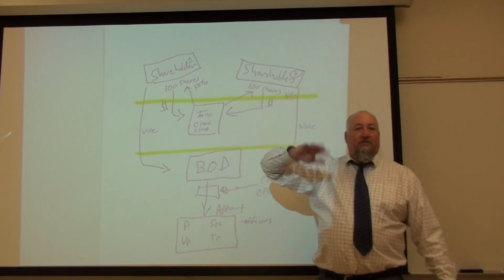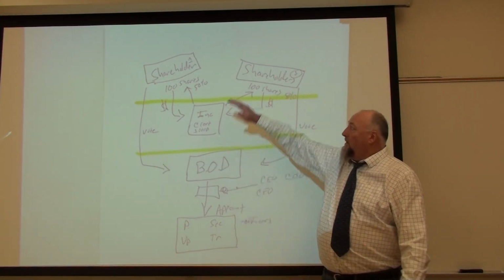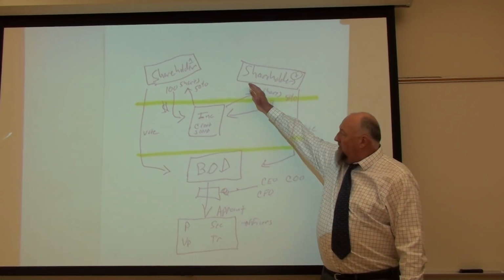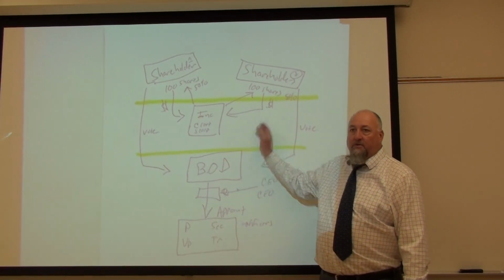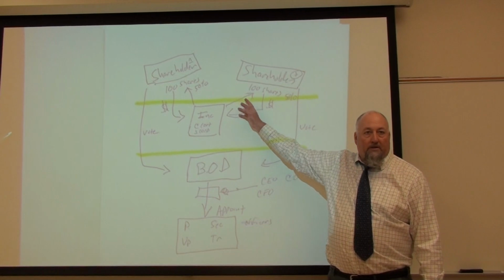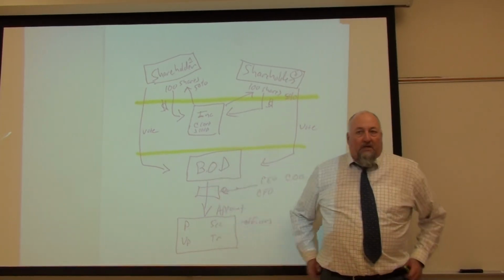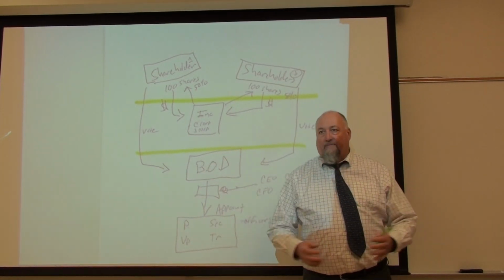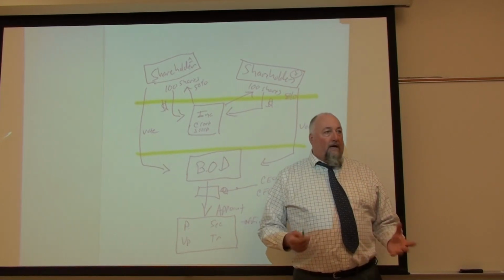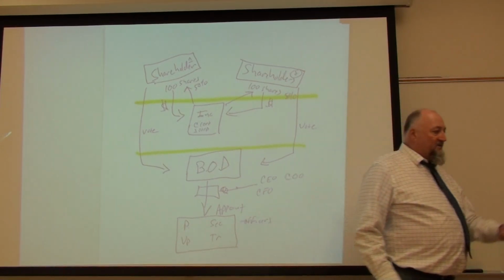So this is the standard structure I just want you to understand. Owners at the shareholder level, management, board of directors who are voted on by the shareholders, and then the board of directors can appoint and hire the officers that will run the actual day-to-day business. So that's the corporate model.